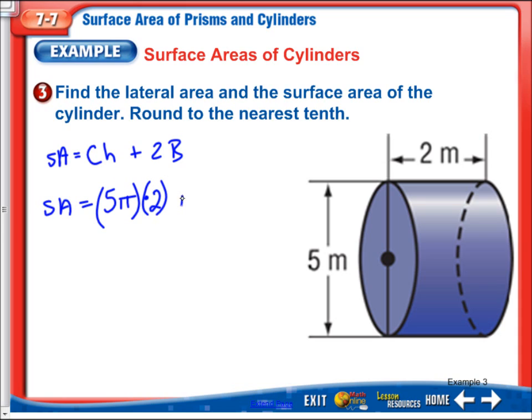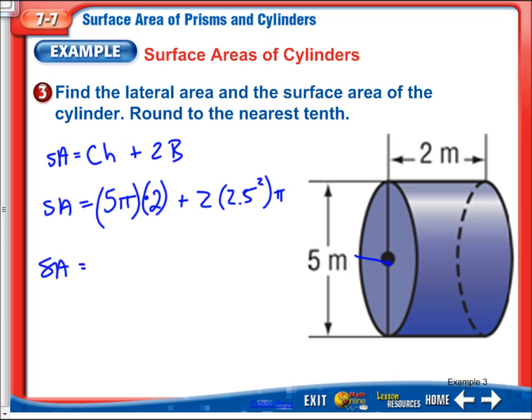times 2 plus 2 times now my base. To find the area of my base, I'm going to have to find the radius, which is 2.5, and I have to square that because it's pi r squared. So it's this times pi. So pi r squared is my formula for area of a circle, and I have 2 bases, so I got to multiply by 2. All right, so let's go ahead and get some calculations done.